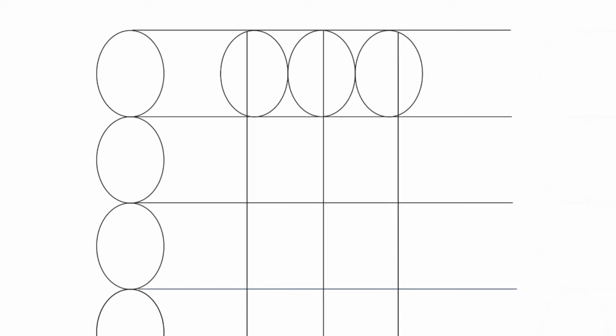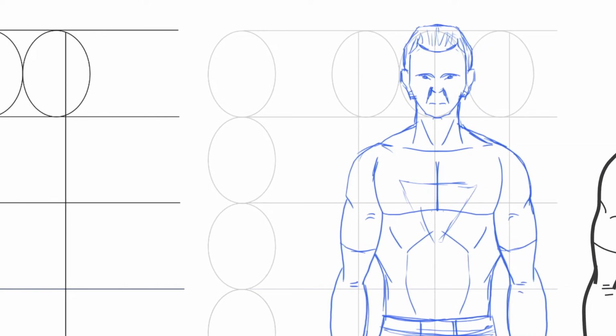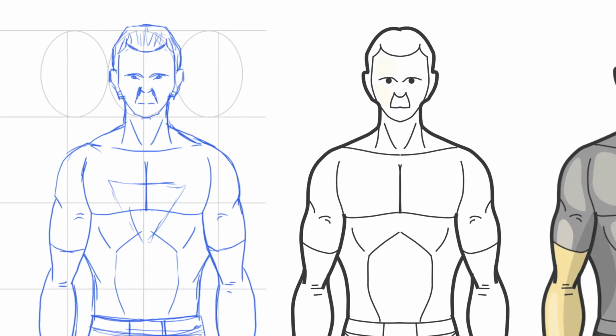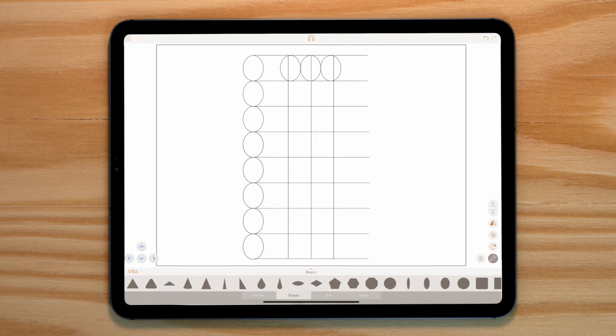Hello, today we'll be creating a character grid, taking that out of assembly to create a traditional sketch, then inking and colouring that sketch to create our base character of which we can create multiple versions of. Let's get started. Firstly, let's create our grid.